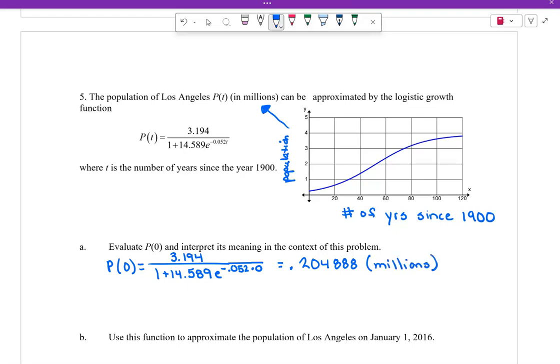Please remember that this number is in millions. So the next part says interpret it. That means in 1900, there was, now let's think about that, let's multiply that times a million. So that means there was 204,888 people.